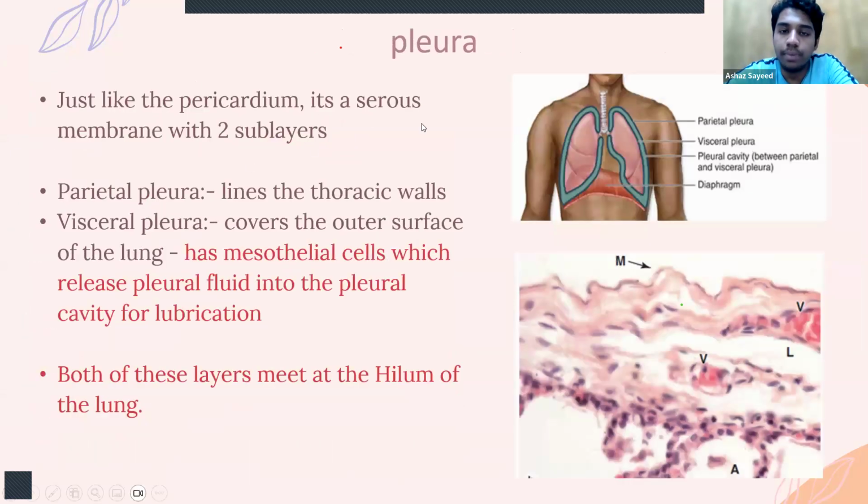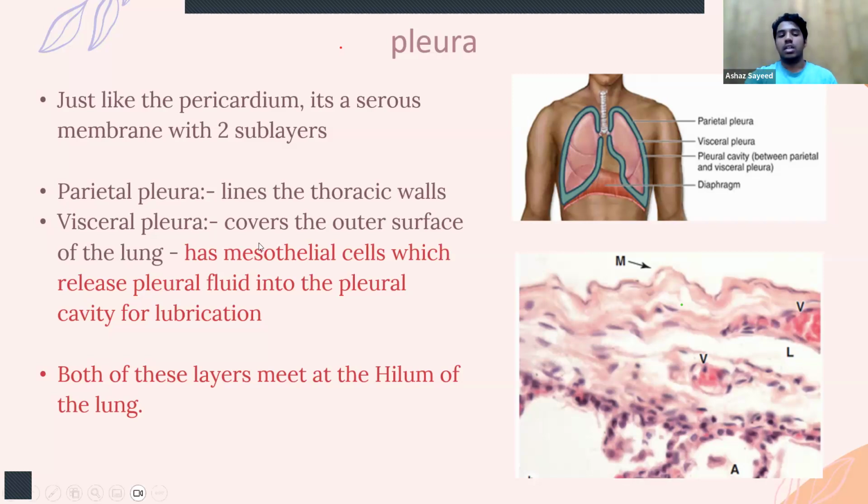So pleura. You know how I was talking about the heart, and the heart had this pericardial layer on it to protect it and keep it in place. Pleura is the same thing for the lungs. It's again a serous membrane with two sublayers, the parietal pleura and the visceral pleura. The visceral pleura is attached onto the lung surface. There is the pleural gap with pleural fluid, and then you have your parietal pleura, which lines the thoracic wall.